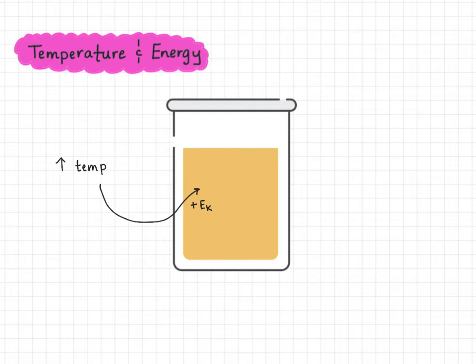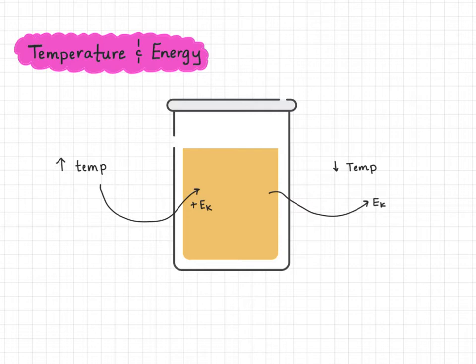If we decrease the temperature of a reaction, we are removing kinetic energy from the system. So anytime we play around with temperature, it's always affecting kinetic energy.